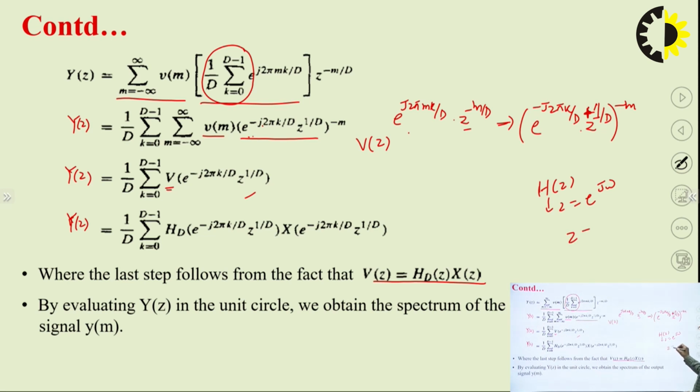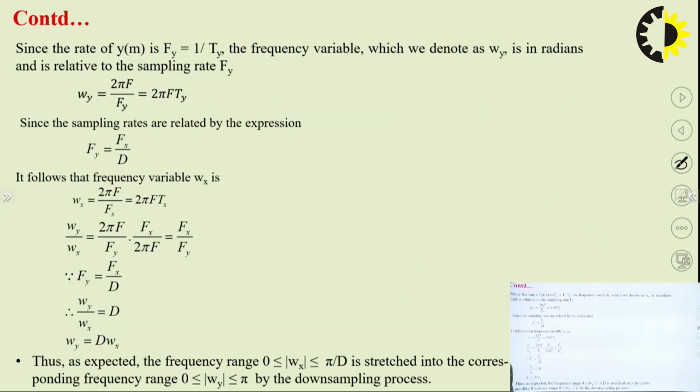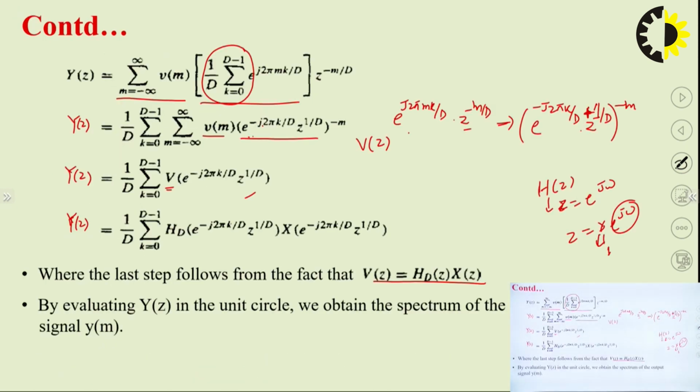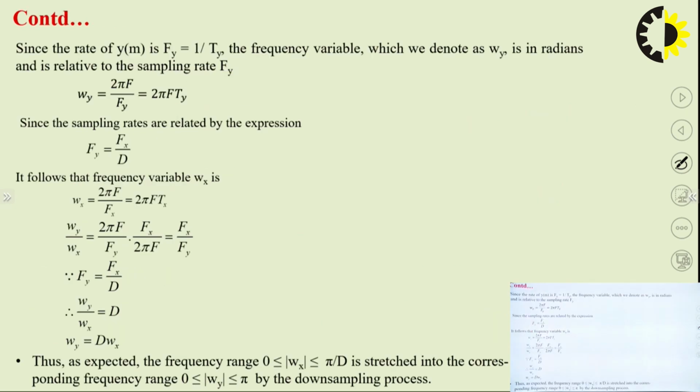Because the value of z is equal to r e to the power j omega, and the r value will become 1. So this is z equals e to the power j omega. So if we write z equals e to the power j omega, then we will get the spectrum. Okay. So you can see here, by evaluating Y(z) on the unit circle, we obtain the spectrum of the output signal y[m]. So we will simply write z equals e to the power j omega in this, and we will get the spectrum. Now we will see about the rate.